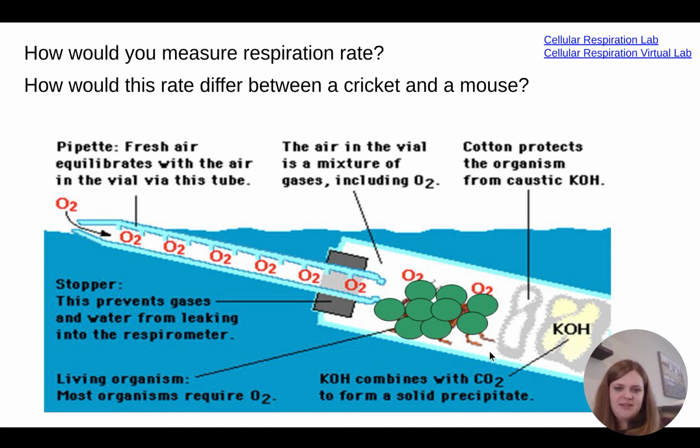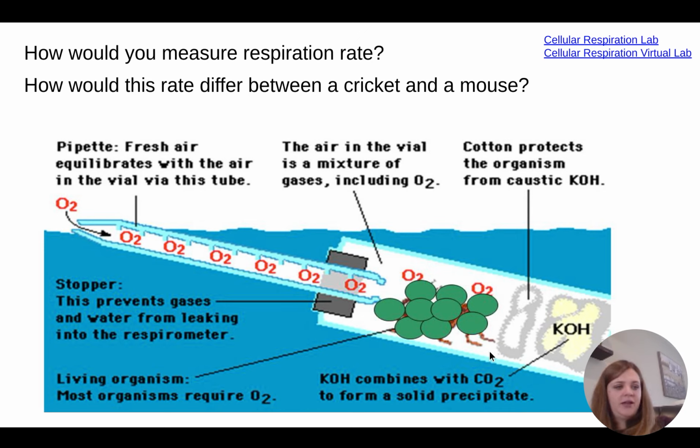How would this rate differ between a cricket and a mouse? So I want you to talk to your neighbors for a second. How would the amount that we would capture from a cricket be different from the amount that we capture from a mouse? Go ahead and talk. You can pause this video if you need to.